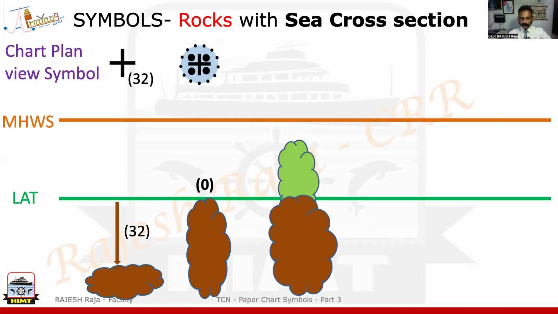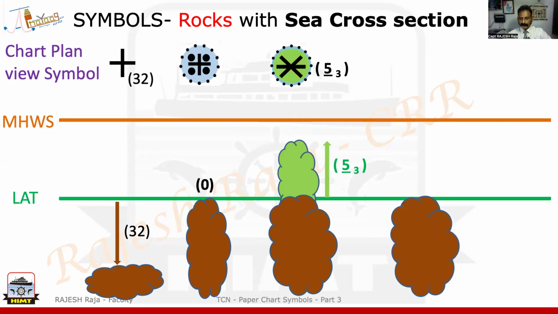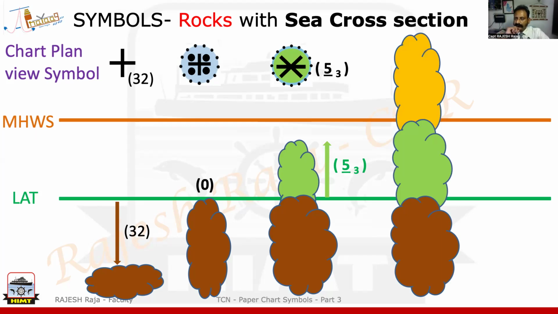Your rock can grow into a stage where it can cover and uncover, which comes under the drying height principle. Let us say the drying height was 5.3 meters. So you might see this is 5.3. This is a symbol. Let us say that this rock has grown beyond your drying height principle and grown over the MSWS. So that means this is permanently visible.